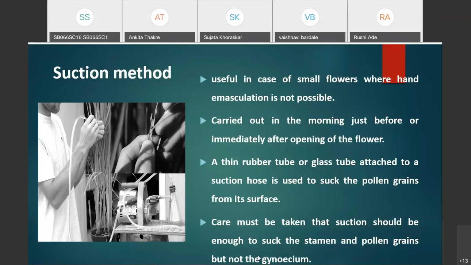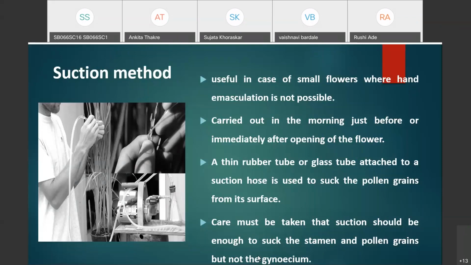Okay, in this method a considerable amount, that is about 15% of self pollination, may take place. ओके, जवळपास 15% सेल्फ पॉलिनेशनचे चान्सेस या मेथडमध्ये असतात. That means self pollination cannot be completely eliminated in the suction method. Okay, that is all about the suction method.